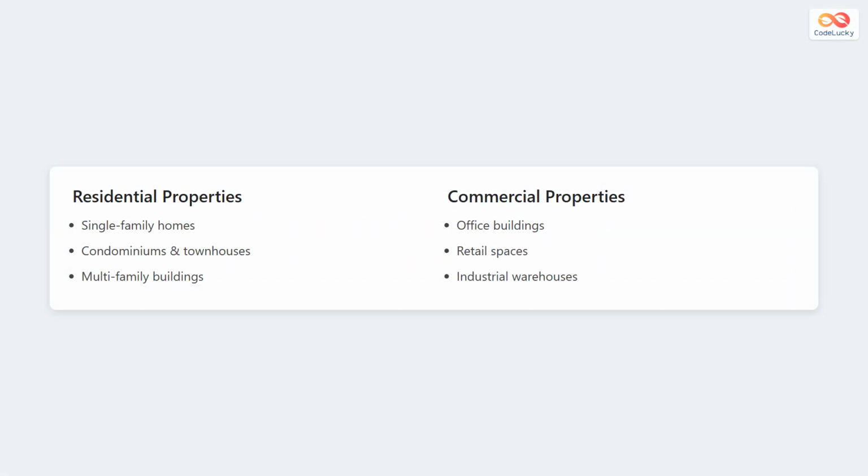There are two primary types of real estate properties to consider. Residential properties include single-family homes, condominiums, townhouses, and multi-family buildings. These are typically used for living purposes. Commercial properties include office buildings, retail spaces, and industrial warehouses. These properties are used for business activities and can offer different investment benefits.